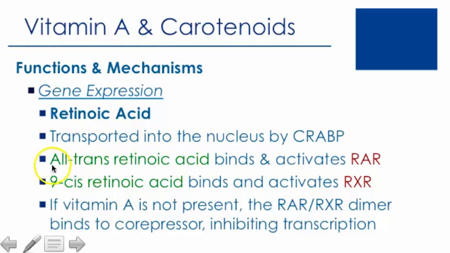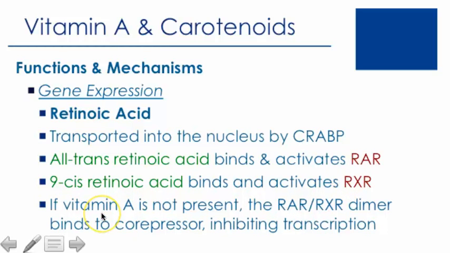We see that these two different forms of retinoic acid, either the all-trans retinoic acid or the 9-cis retinoic acid. So these two different forms of retinoic acid will bind to a specific receptor. So we see that the all-trans retinoic acid binds and activates the RAR, which stands for retinoic acid receptor, RAR, and then this 9-cis retinoic acid form binds and activates what's called the RXR, which stands for the retinoid X receptor.